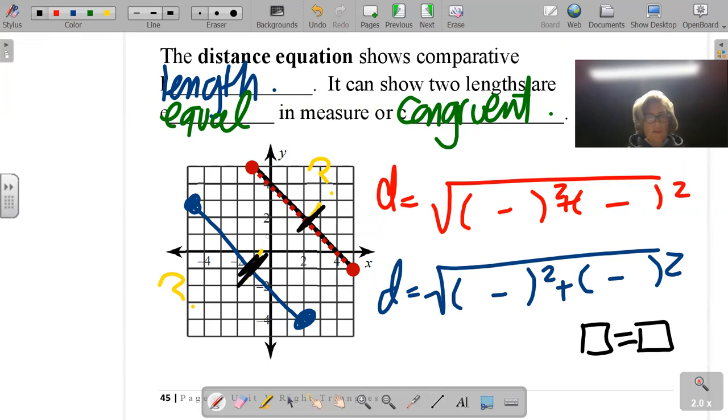punchline, they are congruent. So the math would be, here's the distance of the red, square root whatever. Here's the distance of the blue, square root whatever. Meaning they are of equal measured length. Punchline, therefore they are congruent. Math, meaning, punchline.